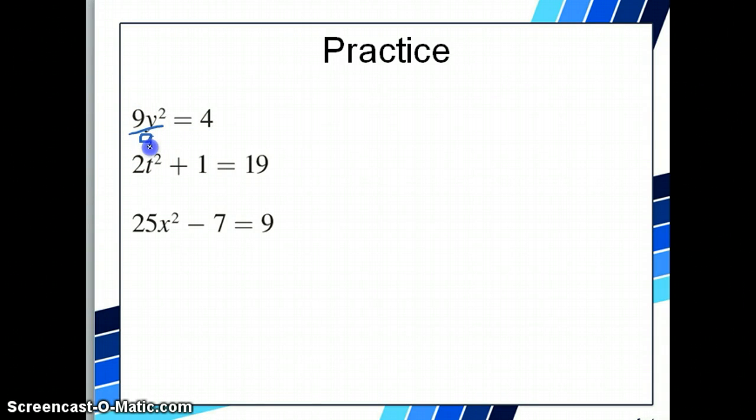Because it's being multiplied, we're going to undo it by doing division. If I do it to the left, I have to do it to the right. So again, this is kind of just solving an equation. So I'm left with y squared equals 4/9. So now I have that y all by itself, but I have to take the square root of it in order to get the y solely by itself.